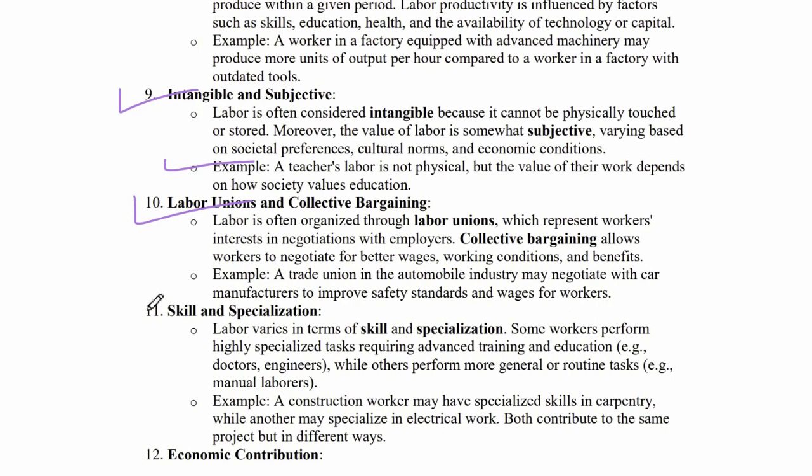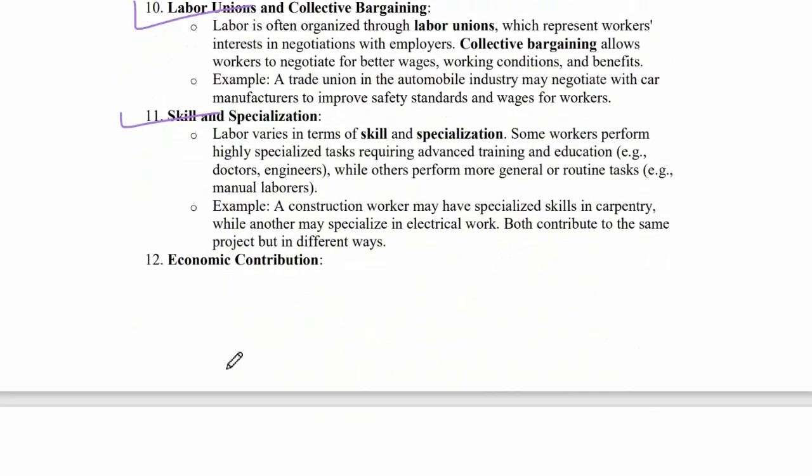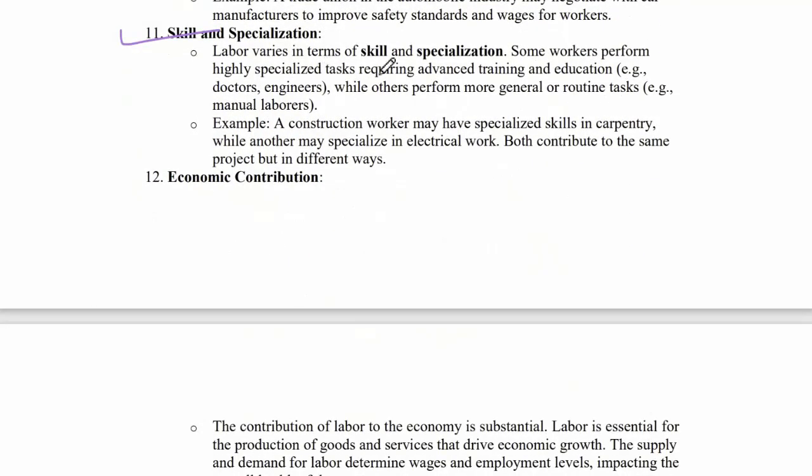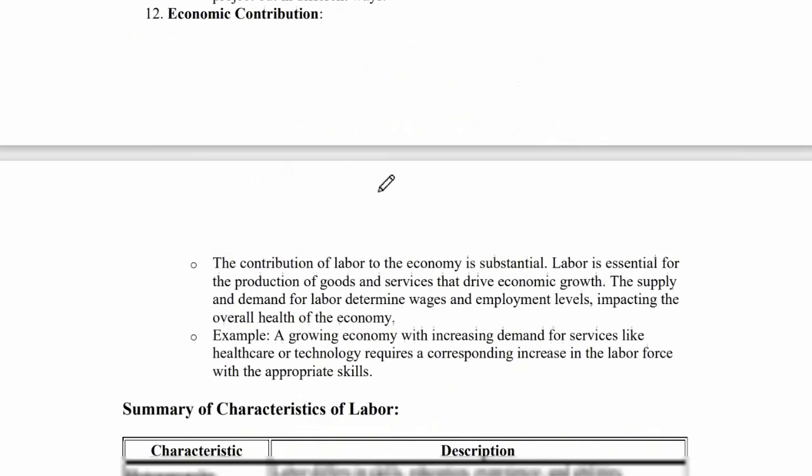Skill and specialization. Labor varies in terms of skills and specializations. Some workers perform highly specialized tasks requiring advanced training and education, for example doctors and engineers, while others perform more general or routine tasks, for example manual laborers. A construction worker may have specialized skills in carpentry, while another may specialize in electrical work. Both contribute to the same project but in different ways.